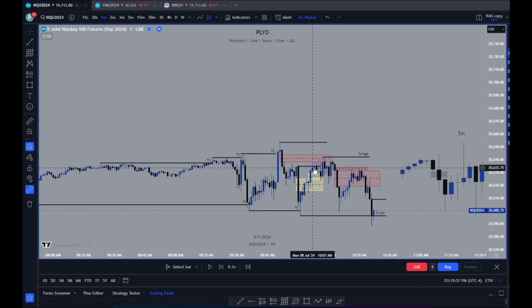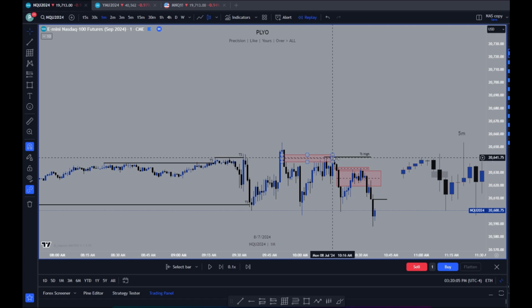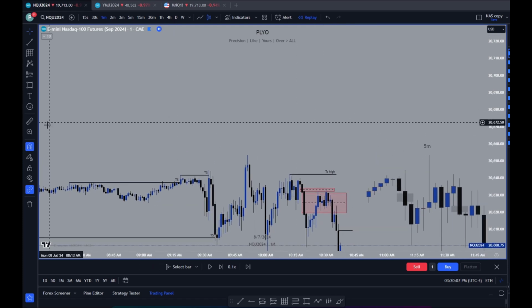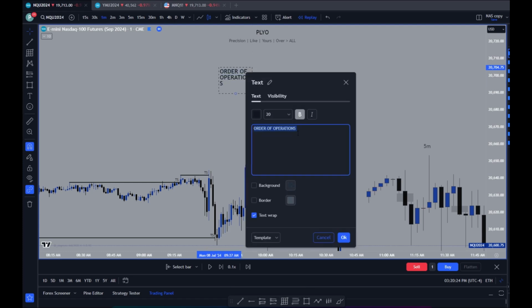So let me remove some of this so we can get a clear example of what we talked about today. Okay. Let's go in the text here. Call it order of operations, just like math. I wish I could blow it up. Okay, order of operations.